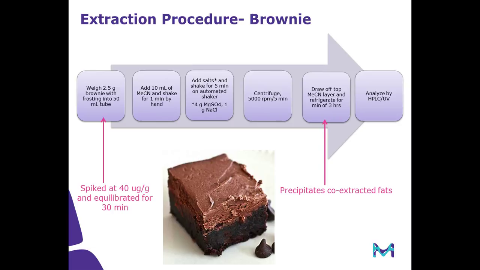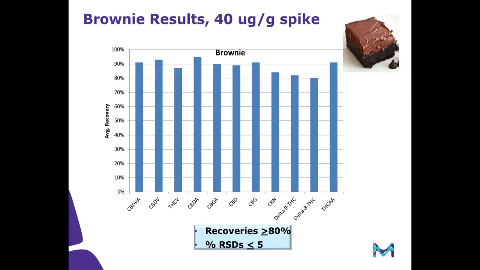And there was some fat that came out of the brownie along with the cannabinoids that we were looking for, co-extracted out. So to do the cleanup, we put the organic layer in the refrigerator for a few hours, and the fats just precipitated out. It was pretty simple, and it took a few hours, but you could go off and do something else during that time. And then took that extract and analyzed it by HPLC.